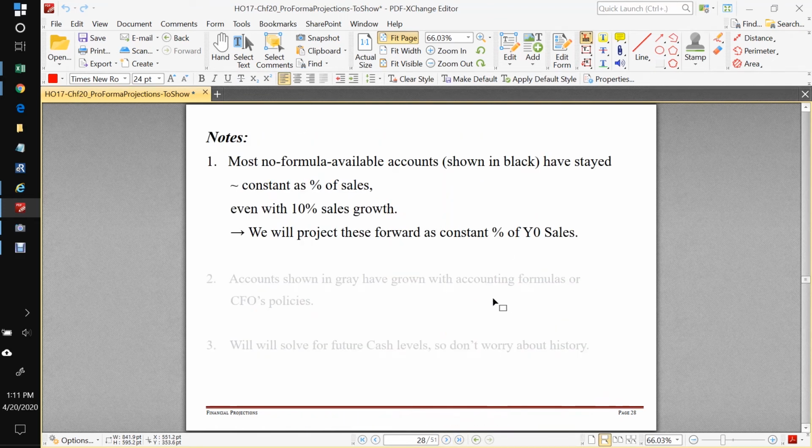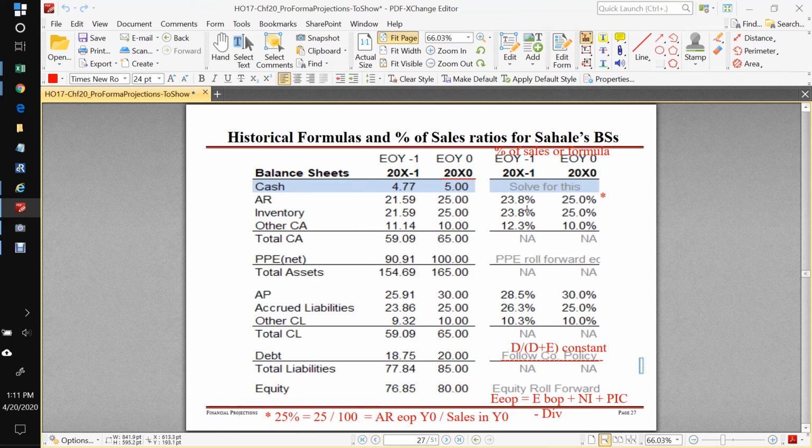Okay. And things to note here. Most of the things where we have no formula available, where we're projecting them going forward as percent of sales, you can see it's not perfect, but even though sales have grown 10% in the past couple of years, these ratios are pretty constant. And what a lot of folks like Warren Buffett, value investors, would say is that this is the balance sheet that is needed to support a given level of sales. So the balance sheet looks like this. You need a balance sheet with AR equal to 25% of sales, inventory equal to 25% of sales to support any given level of sales.